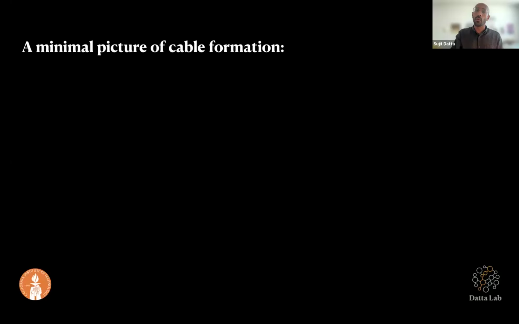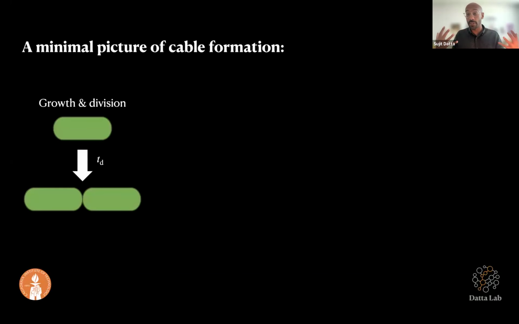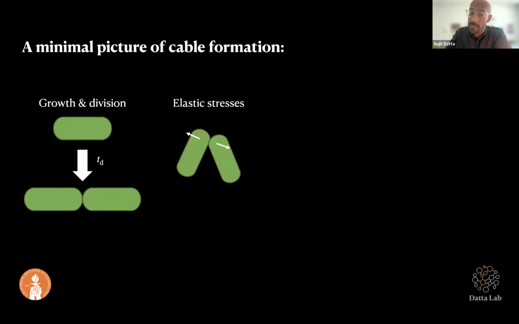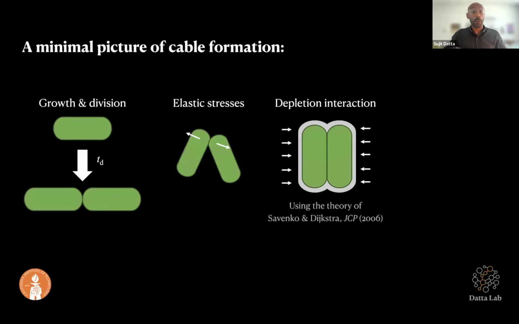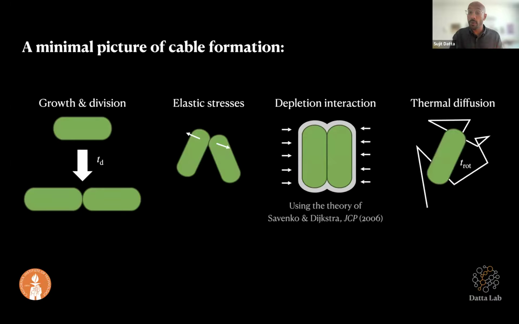So what's going on? Well, we built a simple model to try to capture what we're seeing in the experiments, where of course you have growth and division. Each cell grows and divides after a doubling time TD. Of course, the cells are rigid objects, so they push on each other. We have the depletion interaction that we can quantitatively model thanks to theoretical work done earlier. And of course, these cells, they are random diffusive objects, so they can diffusively separate from each other. These are the four basic ingredients that we put into the model.